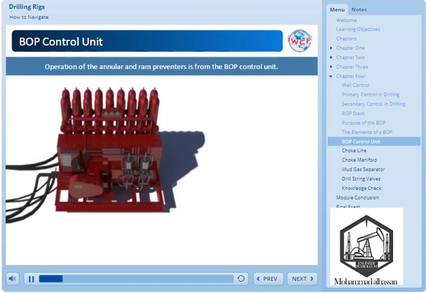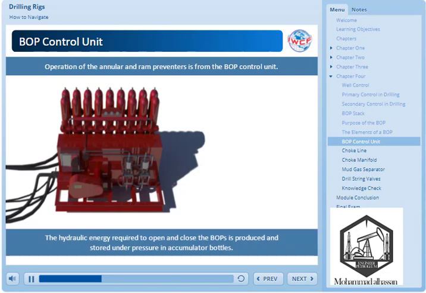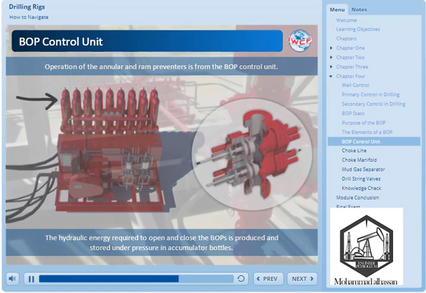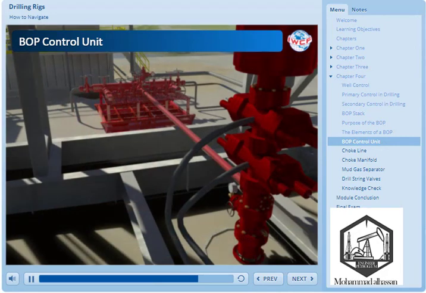Operation of the annular and ram preventers is from the BOP Control Unit, where the hydraulic energy required to open and close the blowout preventers is produced and stored under pressure in accumulator bottles. Controls for this unit are usually located both on the rig floor and in a safe position away from the rig floor.